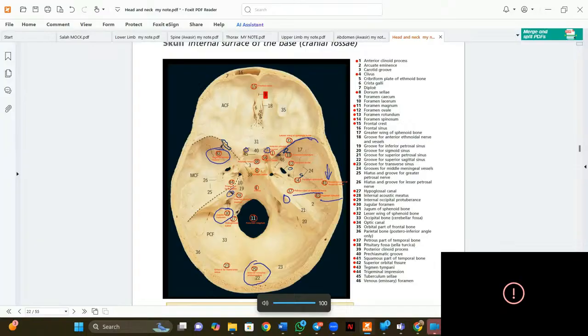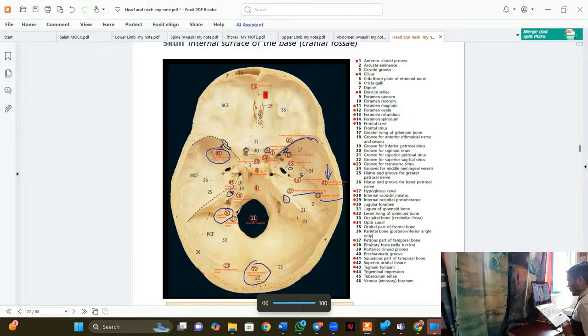44 trigeminal impression. I don't know. Trigeminal impression. Okay, done.